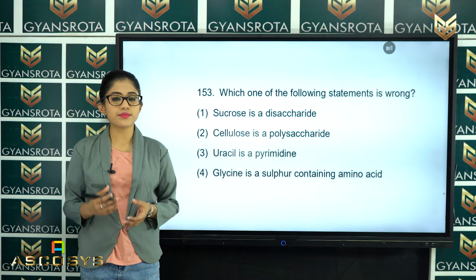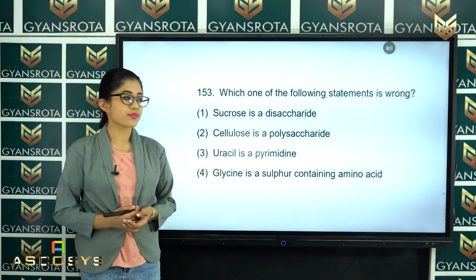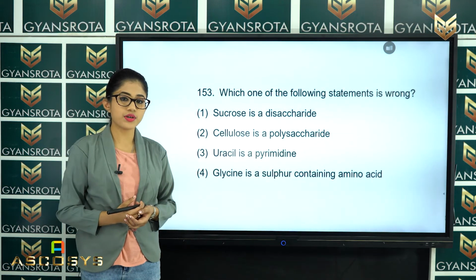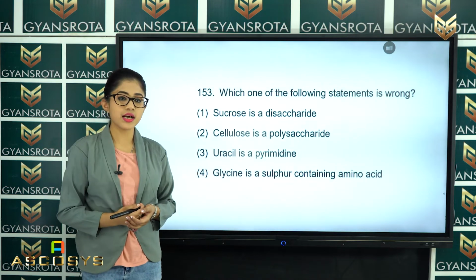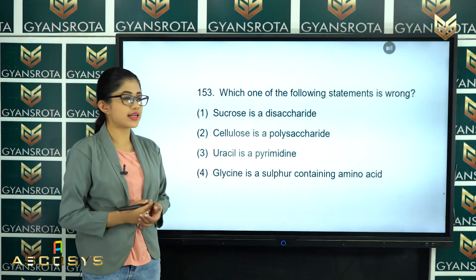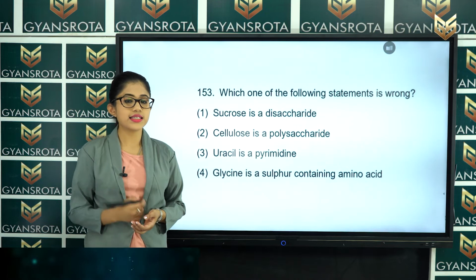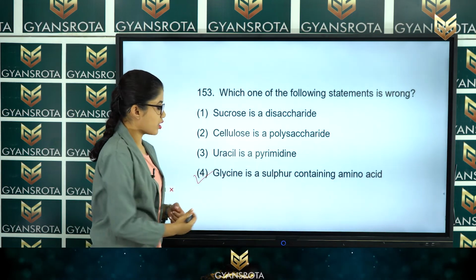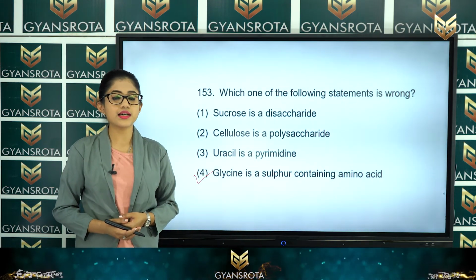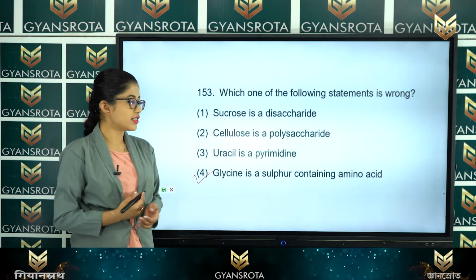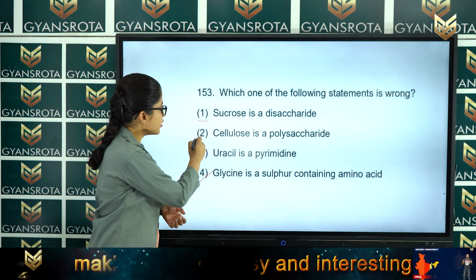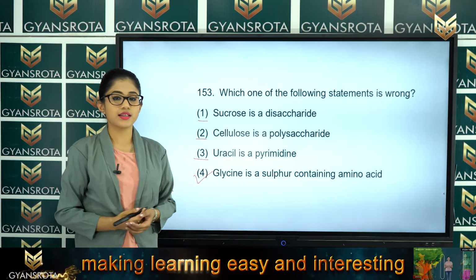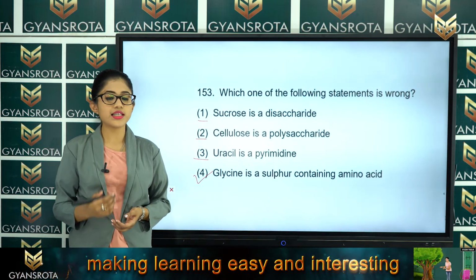So in the chapter Biomolecules, we have described the structure of all these components which are given in the statements. So which among them is incorrectly written? That is option number 4. So option number 4 is the incorrect statement, whereas options 1, 2 and 3 are the correct statements. Now let's move on to the next question.